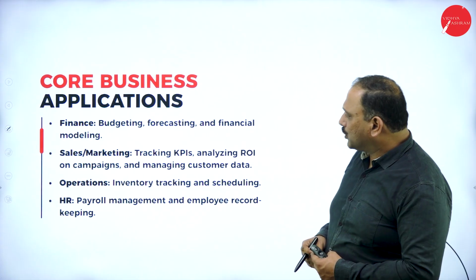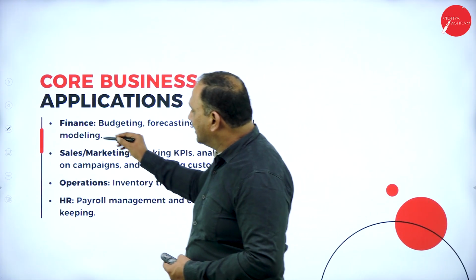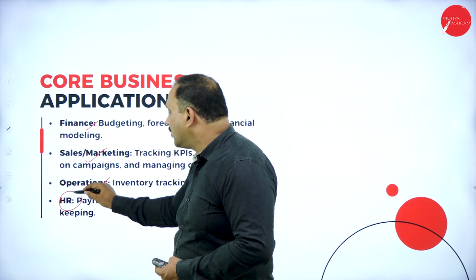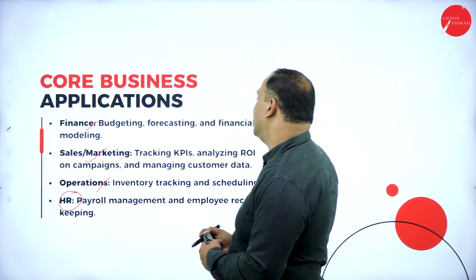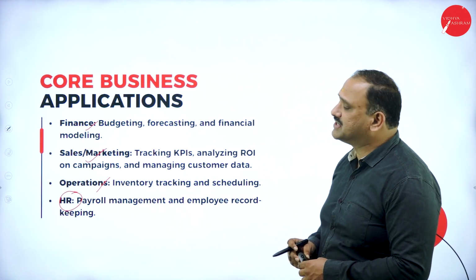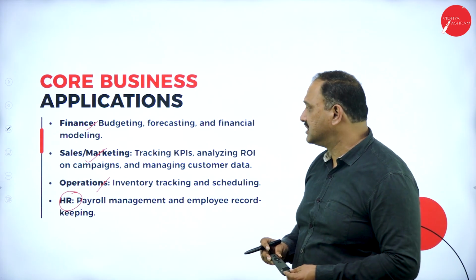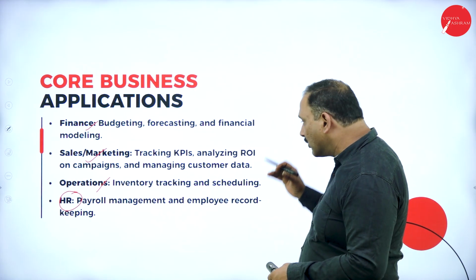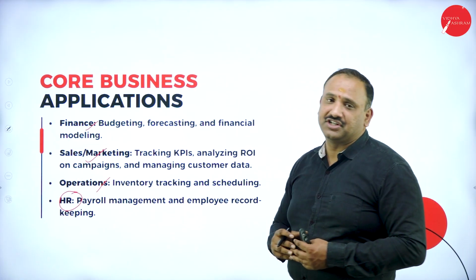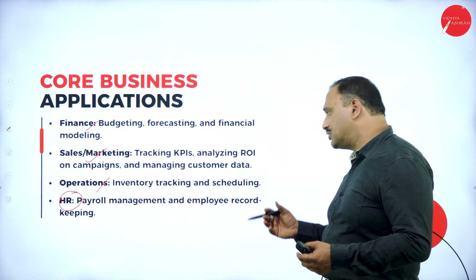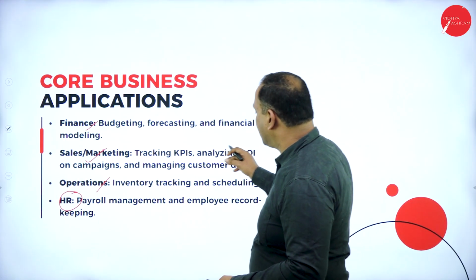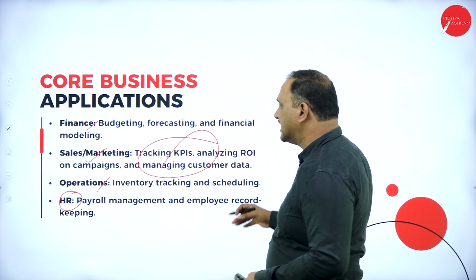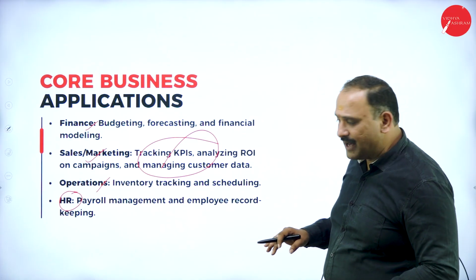Next, when we go into the core business application, we're talking about finance, sales, operations, and HR. Now that's very important here. All four verticals are very interesting for us. Finance covers budgeting, forecasting, financial information, modeling and analysis. Then we talk about sales and marketing: tracking of KPIs and analyzing ROI on campaigns. All these things are the core business application.